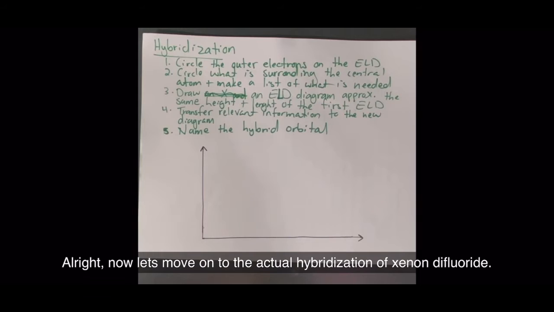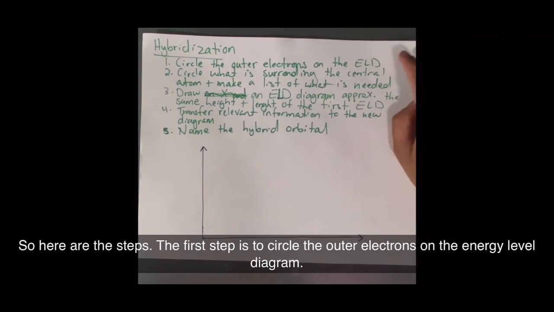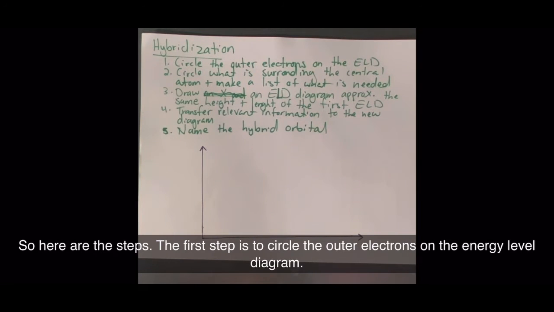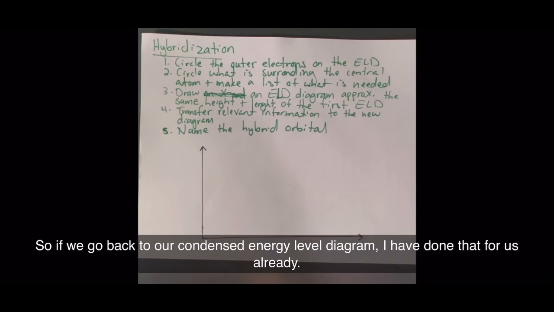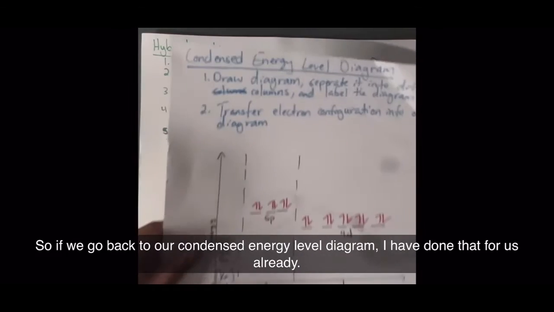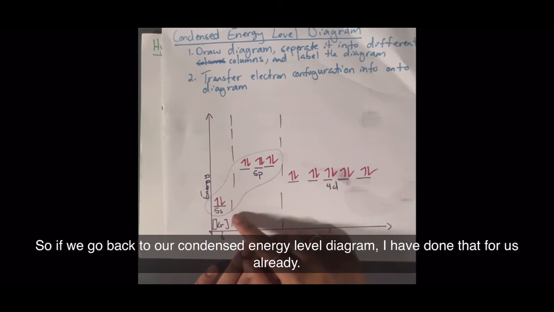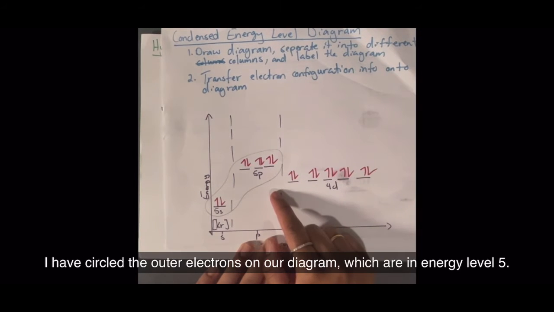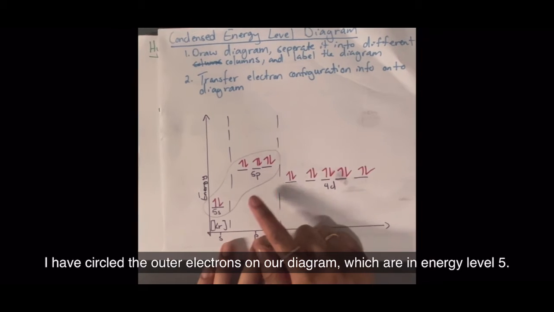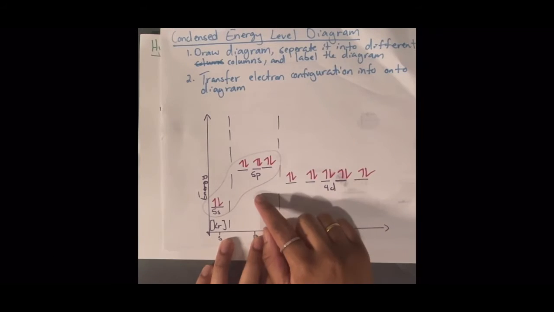Alright, now let's move on to the actual hybridization of xenon difluoride. So here are the steps. The first step is to circle the outer electrons on the energy level diagram. So if we go back to our condensed energy level diagram, I have done that for us already. I have circled the outer electrons on our diagram, which are in energy level 5.